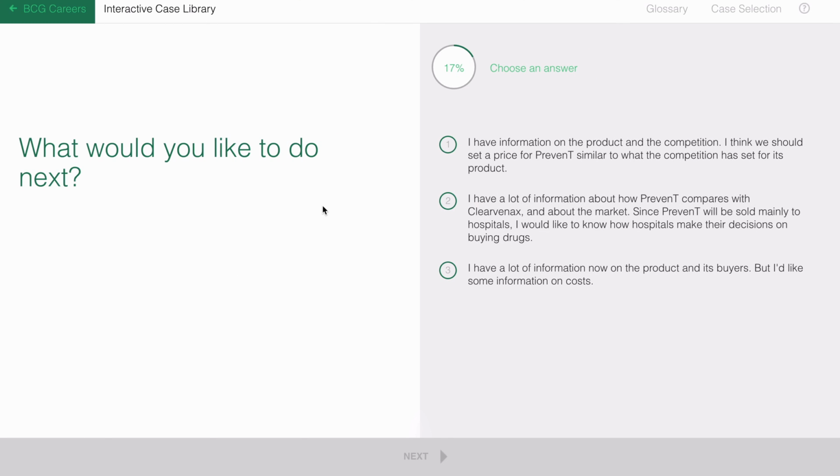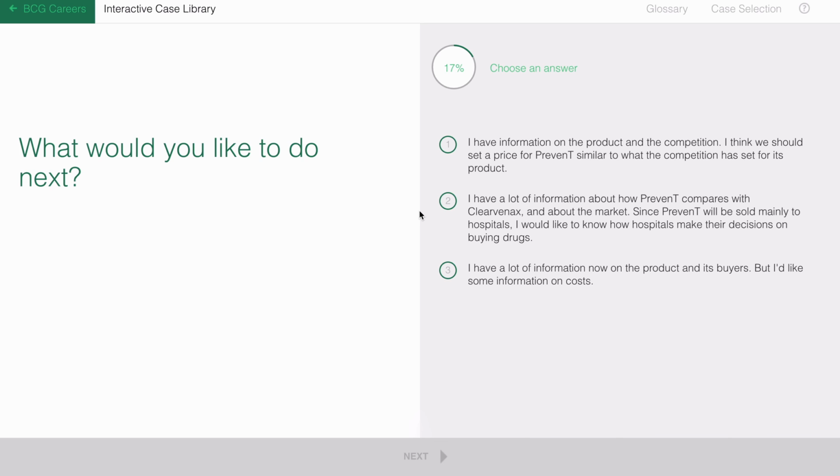So what would you like to do next? Answer choice 1 says, I have information on the product and the competition. I think we should set a price for PreventT similar to what the competitor has set for this product. I disagree with this. I don't think we can set it at the competitor price because we don't know the economic value that PreventT provides hospitals, right? If it provides more economic value, we should actually price it higher, right? So I totally disagree with answer choice 1.